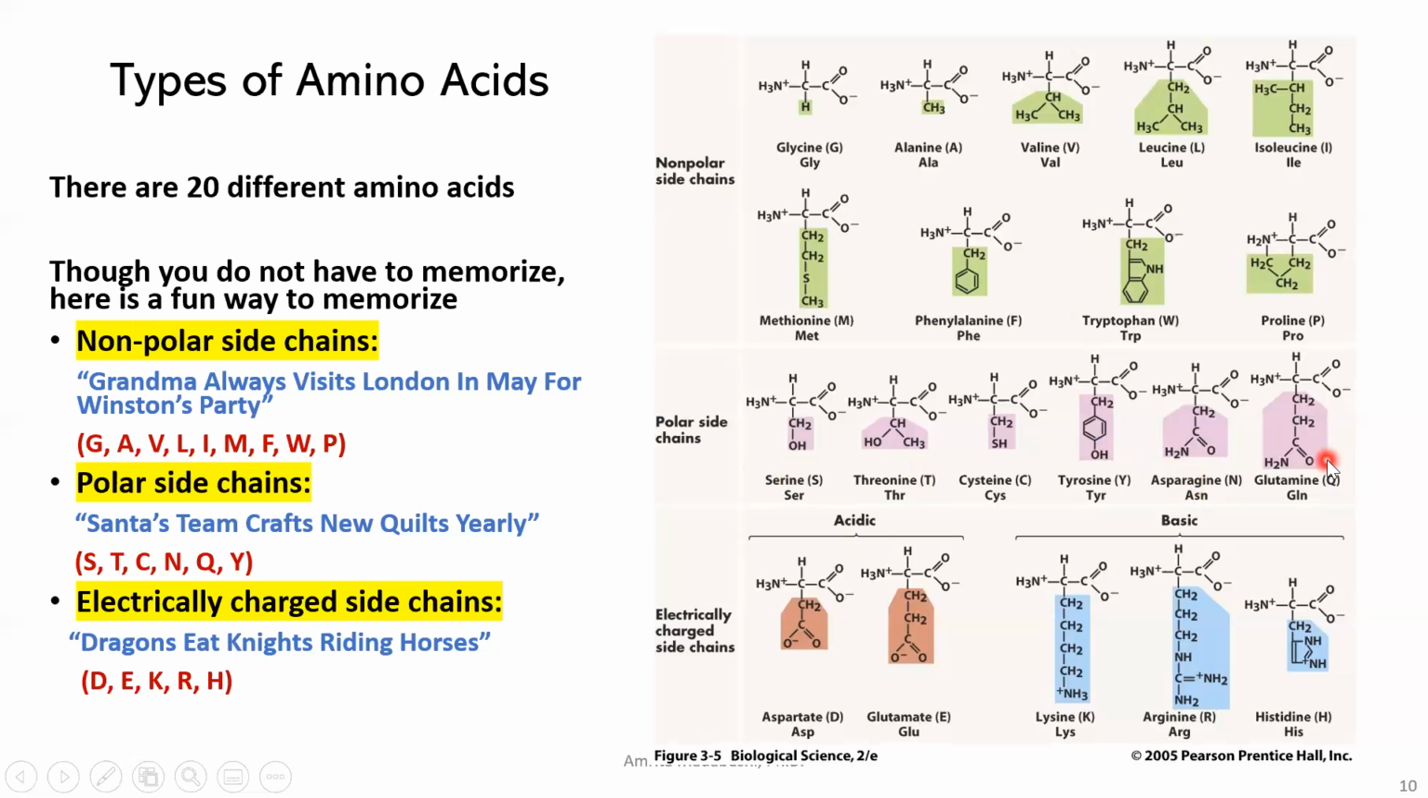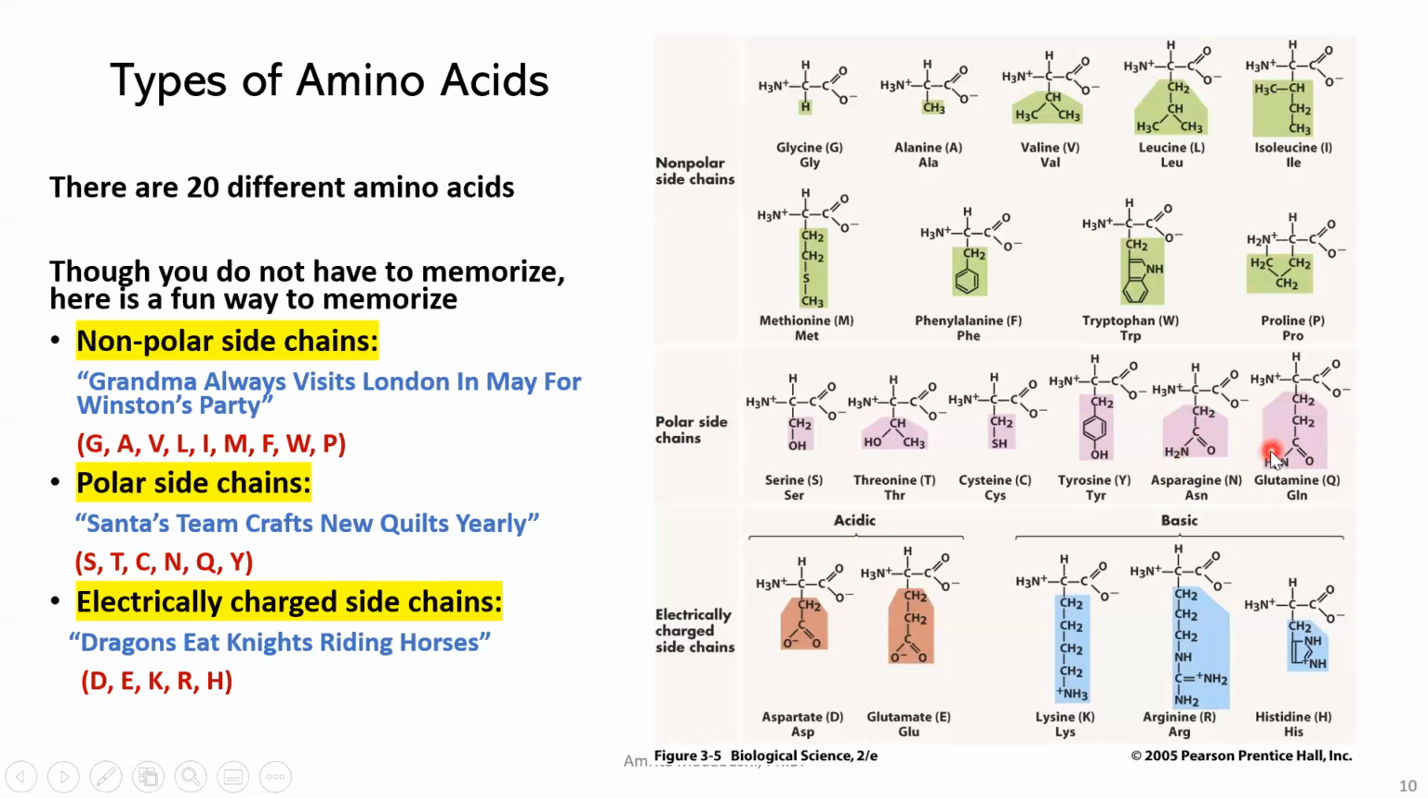Now, I want to also bring your attention. All the carbon chain ones are the non-polar ones. You know carbon chain is non-polar. It doesn't really like water. So it's clear that's why these are non-polar. But let's take a look at this one. Wow, this has a CONH2. So this has an extra amine group.